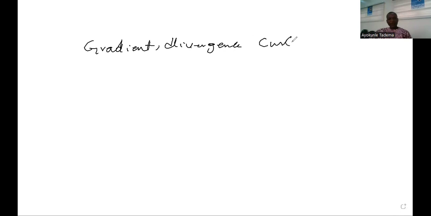Okay, this morning we want to quickly look at gradient, divergence, and curl. Gradient, divergence, and what? Curl.